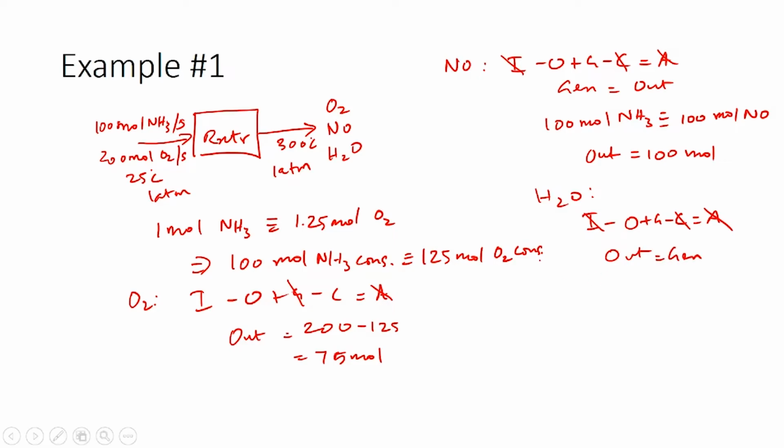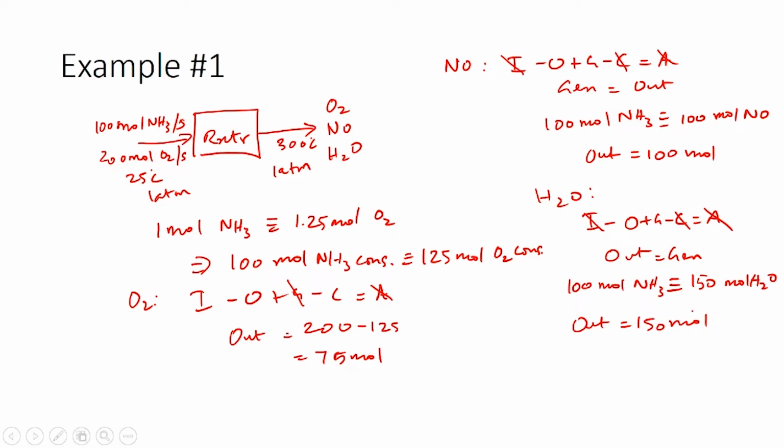Generation can be calculated using the stoichiometry, which means 100 moles of ammonia would produce 150 moles of water. So, your output for water would be equal to 150 moles of water.